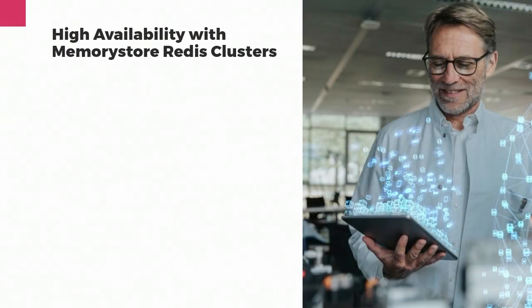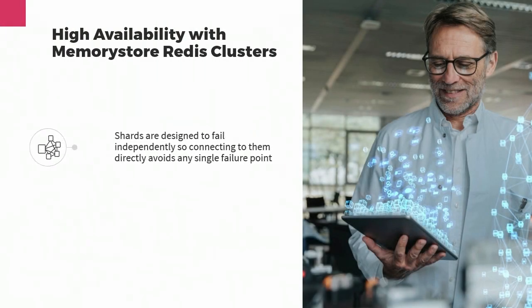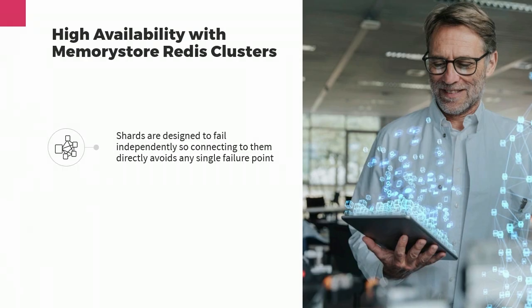Now, there's going to be high availability with these memory Redis clusters, so shards are designed to fail independently. So connecting to them directly avoids any single failure point. So this means that reading from a data set and retrieving the shard, this high availability is built on the idea that each shard is going to be independent from one another, so there's not going to be a lot of damage. If one goes down, it will be brought back up later.